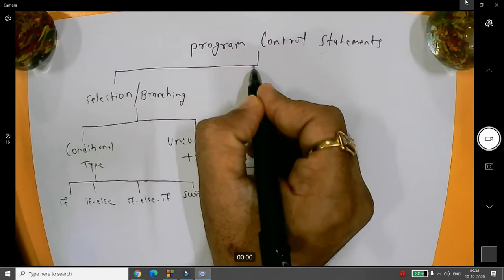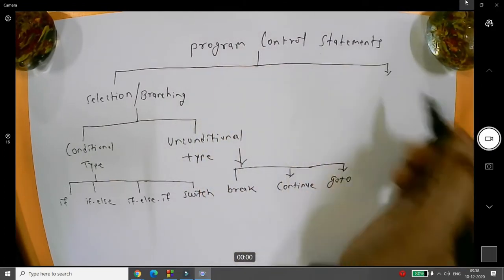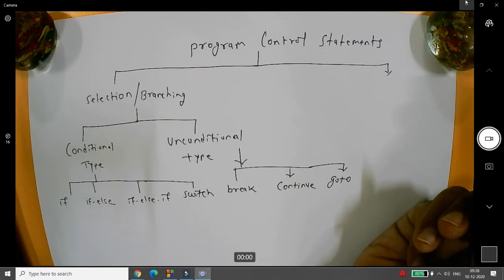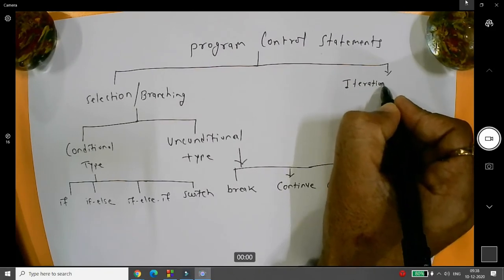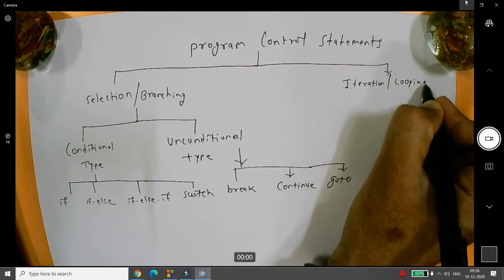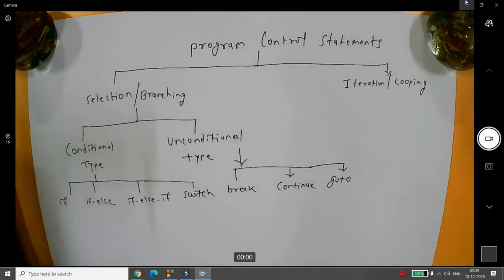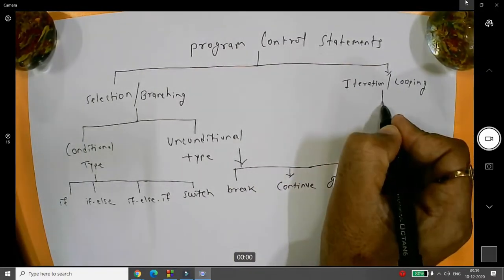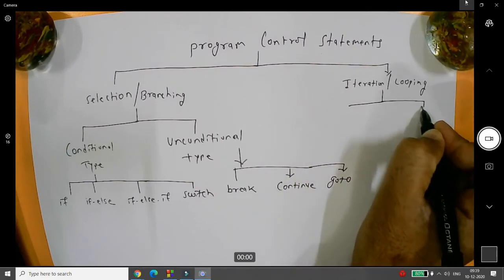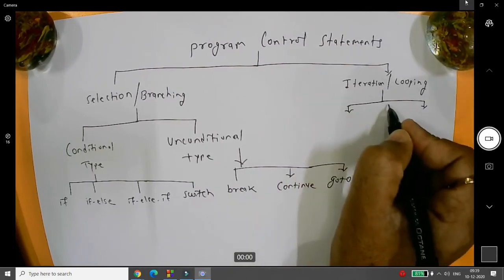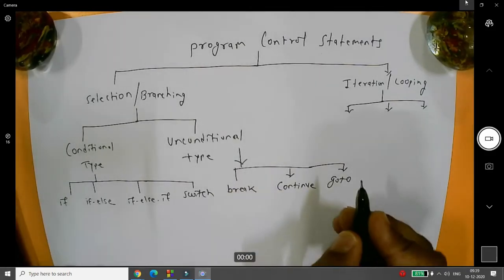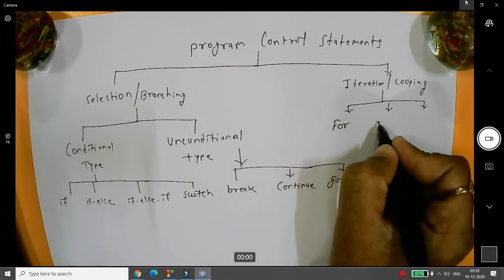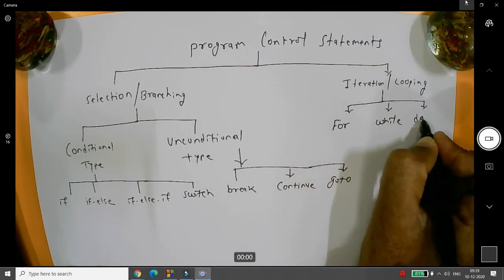Another category of program control statements is iteration, or looping. In iteration or looping, there are three types of loops available in programming languages. Whether you are talking about Java, PHP, or C language, in all these languages there are three types of loops, known as for, while, and do while.